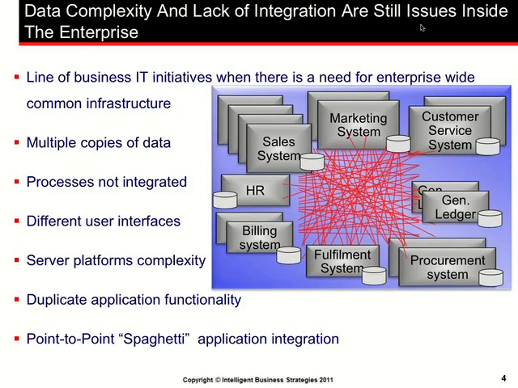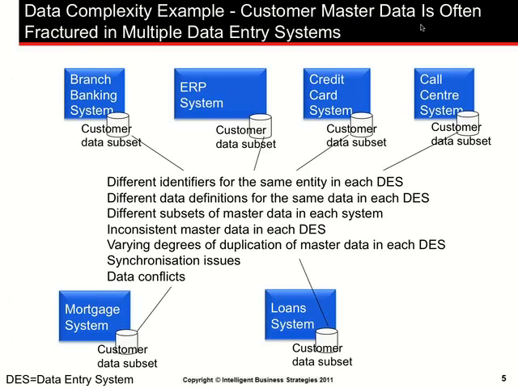But nevertheless, we often have situations where we have multiple copies of data. Processes are not integrated. In some cases, they're duplicate. We've got duplicate application functionality, and a lot of point-to-point spaghetti between applications, which has resulted in significant complexity around data and accessing it. The same is true in master data.